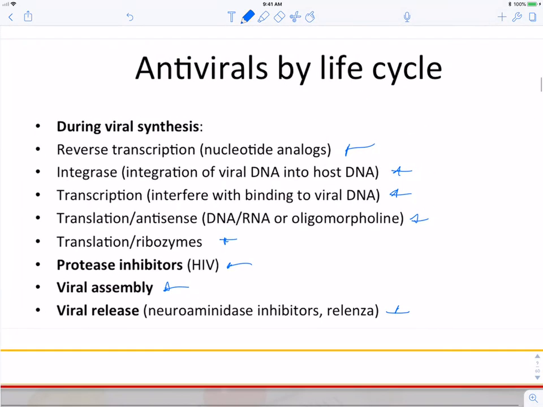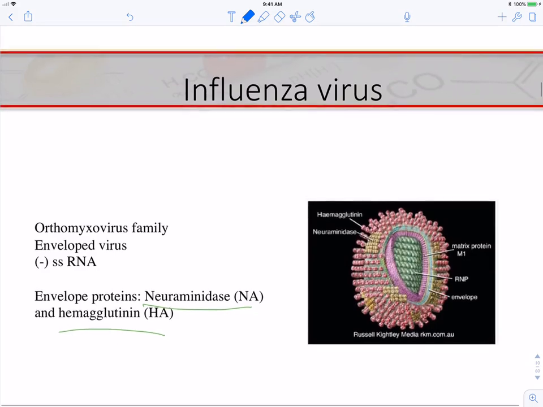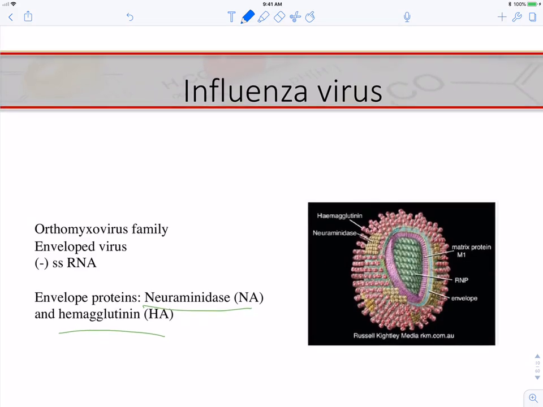So with that, let's move on to the first line of thoughts, and so we'll cover next viral agents that target influenza virus.